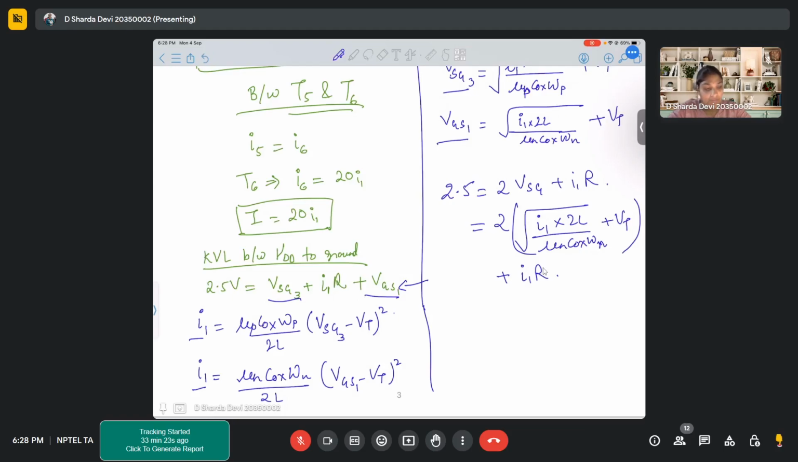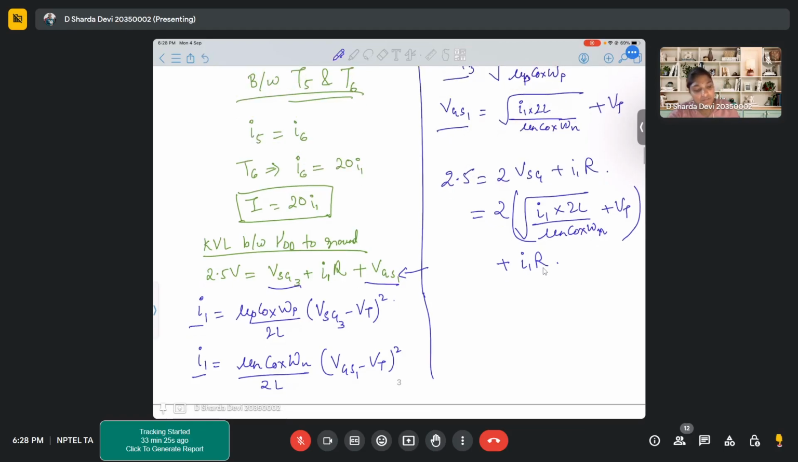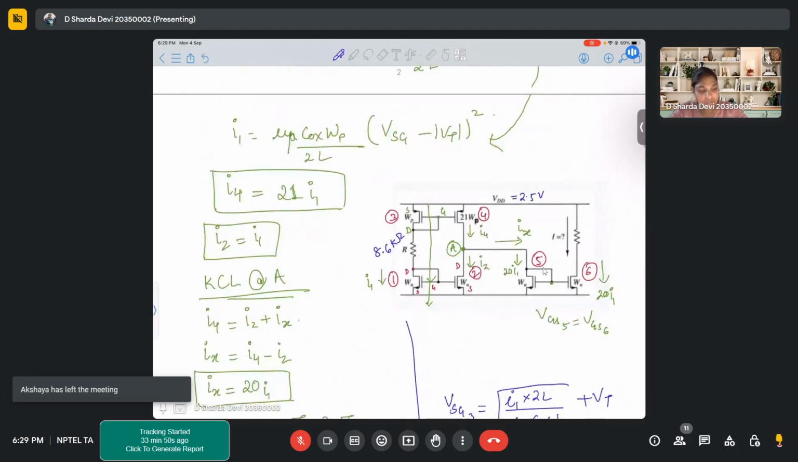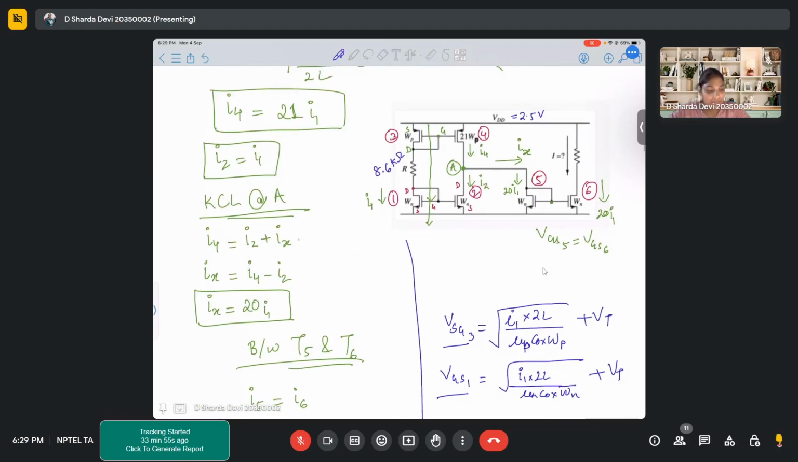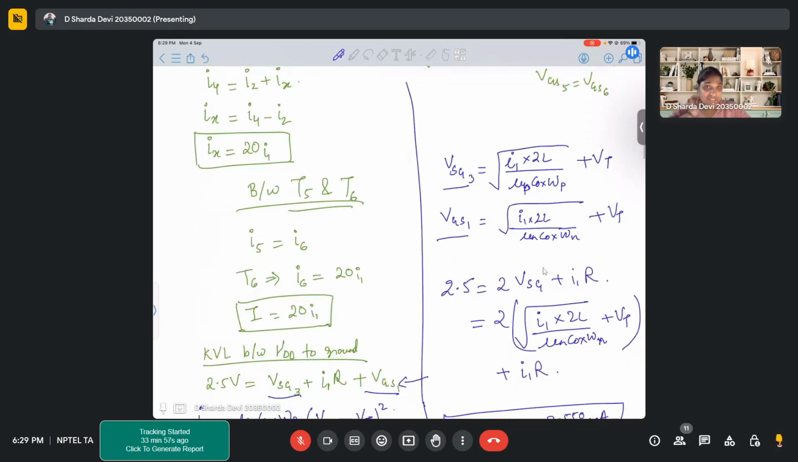So when we solve this expression, the final answer that we get for I, which is 20 times I1, is 2.558 milliamps. This is the value of current that we will get through this particular load resistor. Any doubts in this?